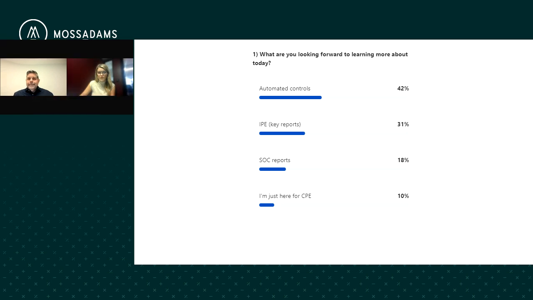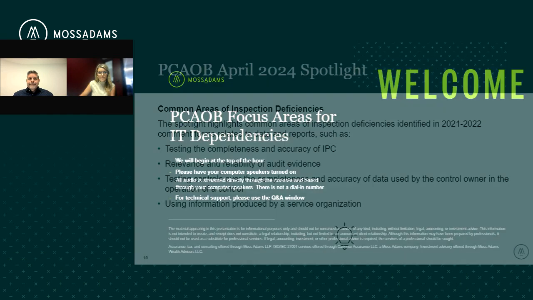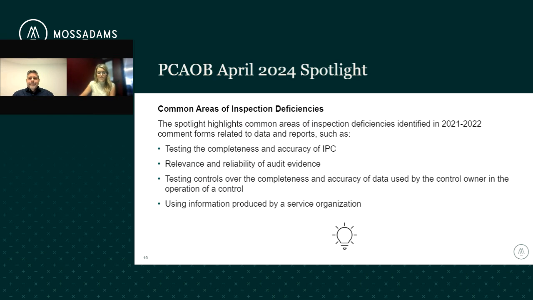All right. Thanks, Weston. Thanks, John. I wanted to quickly share first a recent PCAOB spotlight they issued in April of this year on some common deficiencies found in the 2021-2022 inspection cycle. Almost 20% of comment forms in this cycle contain deficiencies related to completeness and accuracy of information produced by the company, IPC or IPE, you may hear it, information produced by the entity, or other data and reports that may be coming from service organizations, which we'll also be talking about today.